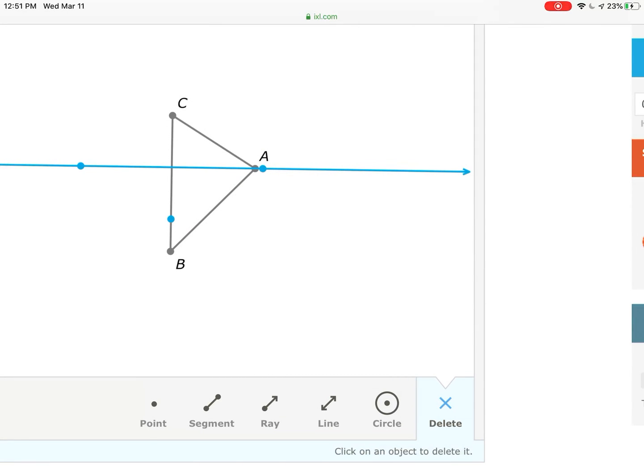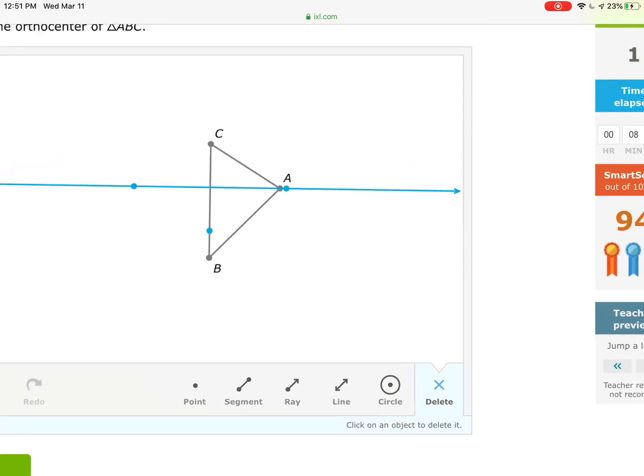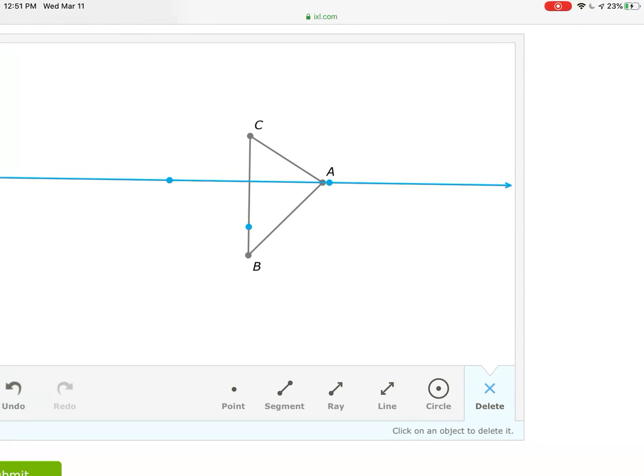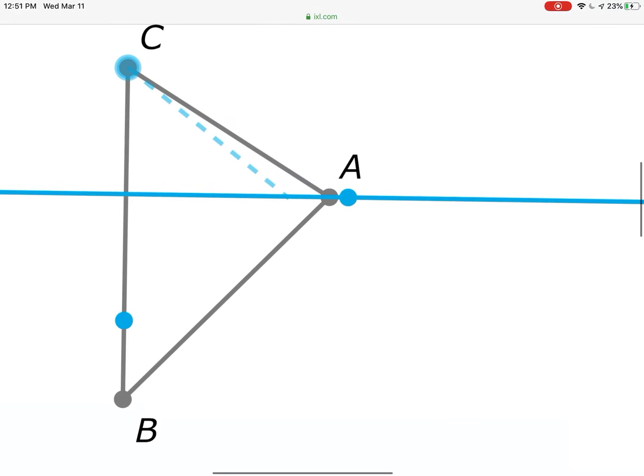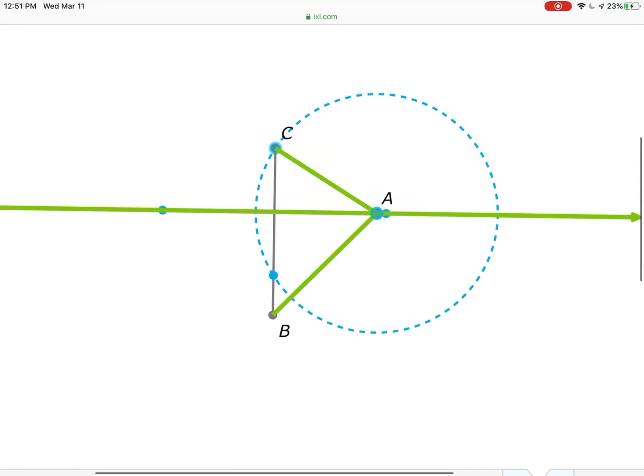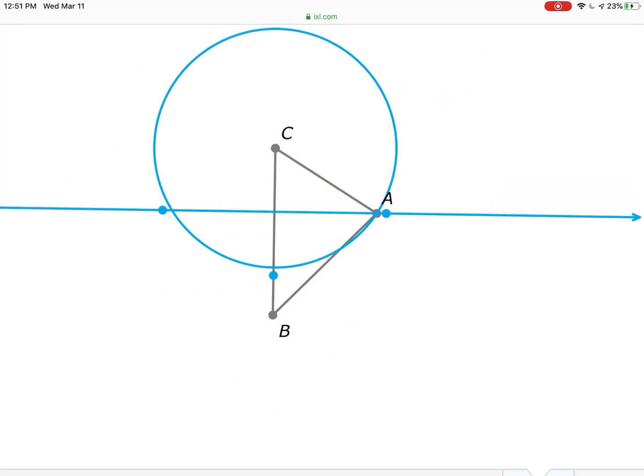Now all we have to do is construct one more altitude from one of the other vertices. So let's construct the altitude from the point C. We're going to go to C, draw a circle. It's got to go to A, but center it at C. And now the 2 places where it intersects the circle.